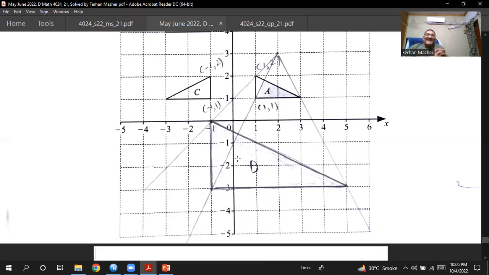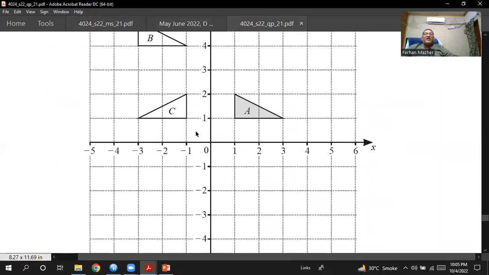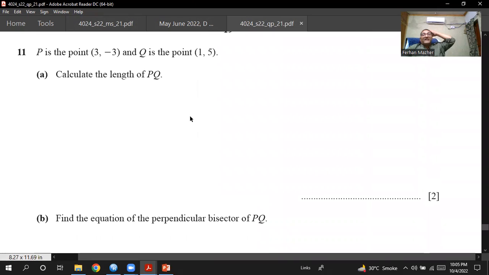So hopefully you understand how we have enlarged this triangle A, when the center of the enlargement was 2, 3 and the scale factor was 3. Let me show you the marking scheme. Our answers are right. I have already checked them, but for your satisfaction and for my own satisfaction, let's check it again. So that was question number 10 and its C part. Hopefully you understand, and that was a 2 marks question. Okay, so we are going to the next question.